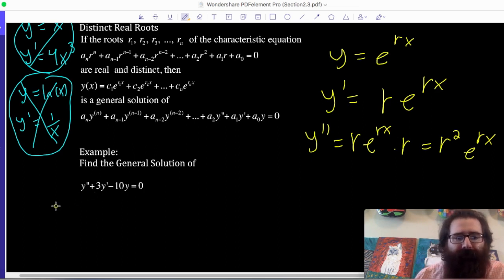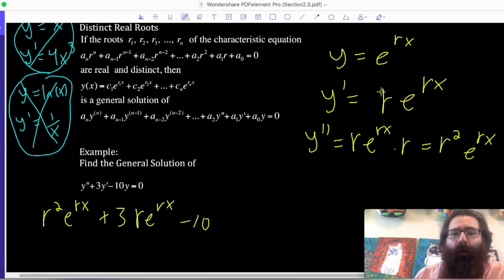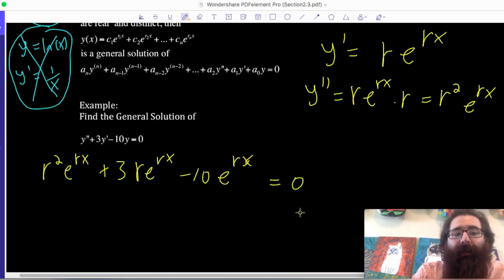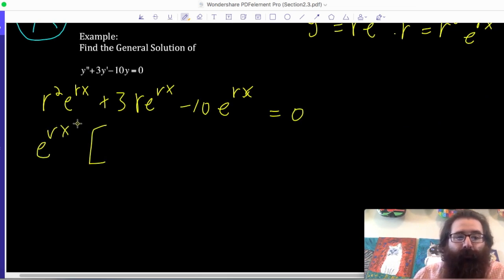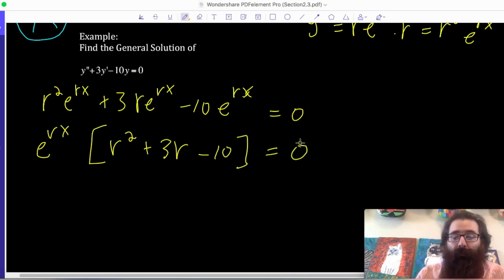So if I go ahead and plug this in, for y double prime, that's r squared e to the rx, plus 3 times y prime, we have r e to the rx, minus 10 times y. For y, we're going to substitute e to the rx, and then equals 0. Now what I can do from here is factor e to the rx out as common. So we get e to the rx times, in parentheses, what am I left with? I'm left with r squared plus 3r minus 10, and then equals 0.